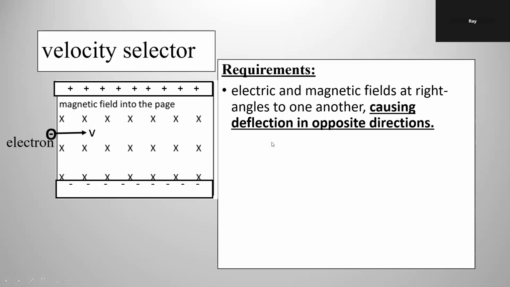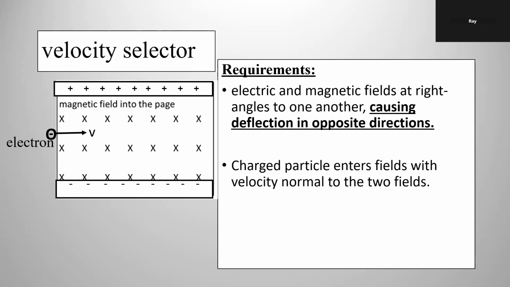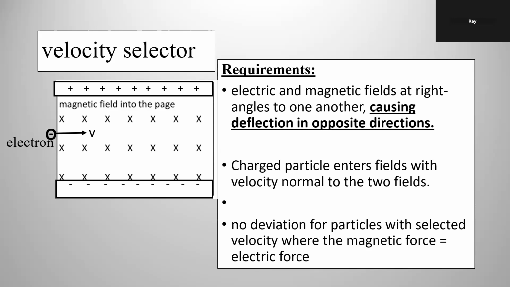Requirement: electric and magnetic fields at right angles to one another, causing deflection in opposite directions. That's the requirement. The charged particle enters the fields with velocity normal to the two fields. No deviation. You got 10 more minutes. No deflection for particles with the selected velocity, where the magnetic force equals the electric force.